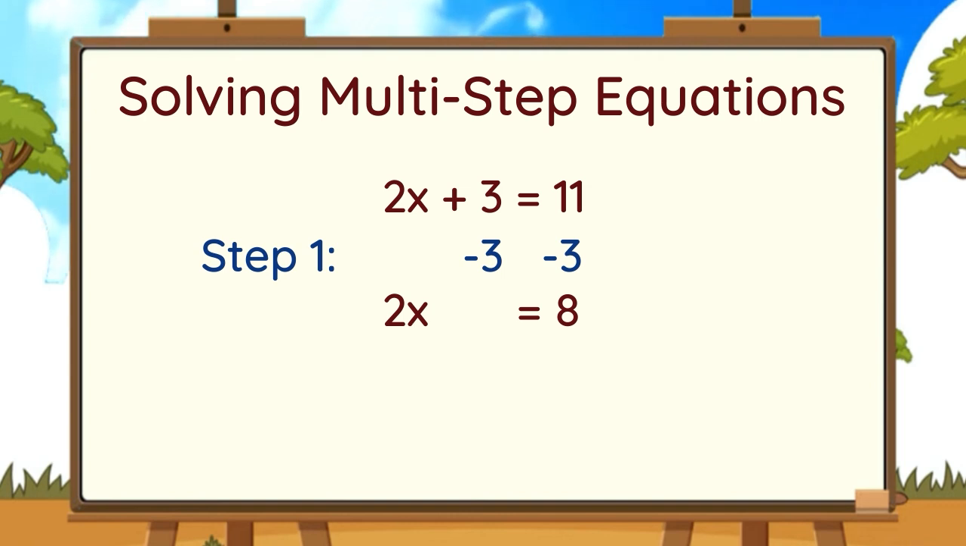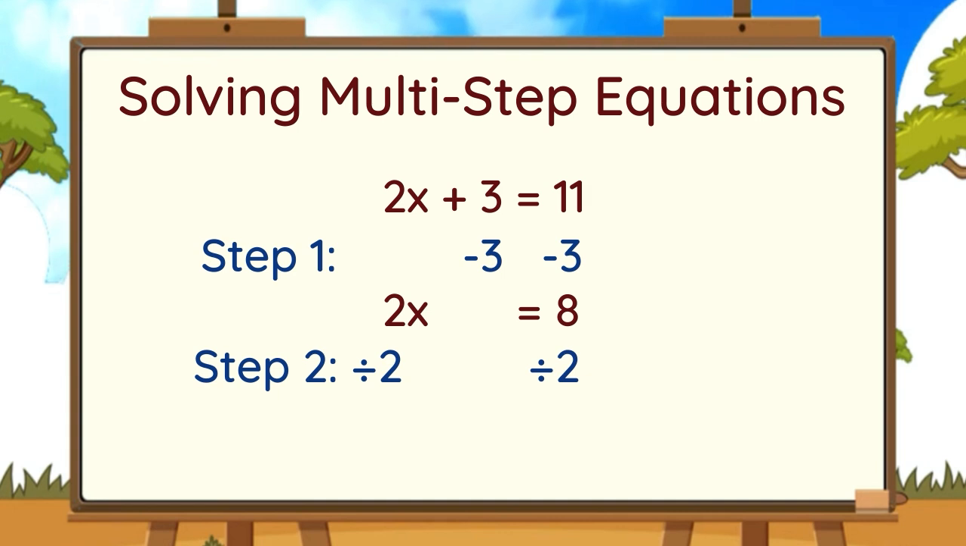Now, we're down to a simpler equation, but we're not quite done yet. The next step is to isolate x by dividing both sides by 2. This leaves us with x equals 4. Notice how we broke the equation into smaller steps to make it easier to solve, tackling one operation at a time. By breaking down multi-step equations, you can handle more complex problems without feeling overwhelmed. Remember, just like with the one-step equations, always perform the same operation on both sides of the equation.